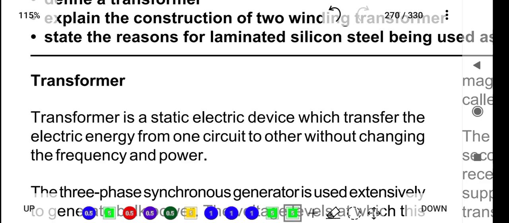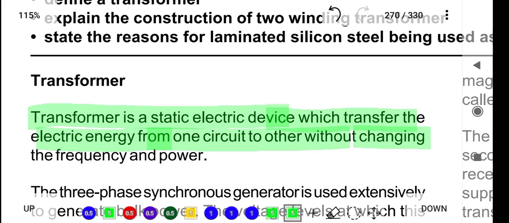So you can say that a transformer is a static electrical device which transfers electrical energy from one circuit to another without changing the frequency and power. Okay friends, now you can remember the definition of transformer. If you remember static, the transformer definition will come. If you remember the electrical energy, you can remember the definition of transformer, right?